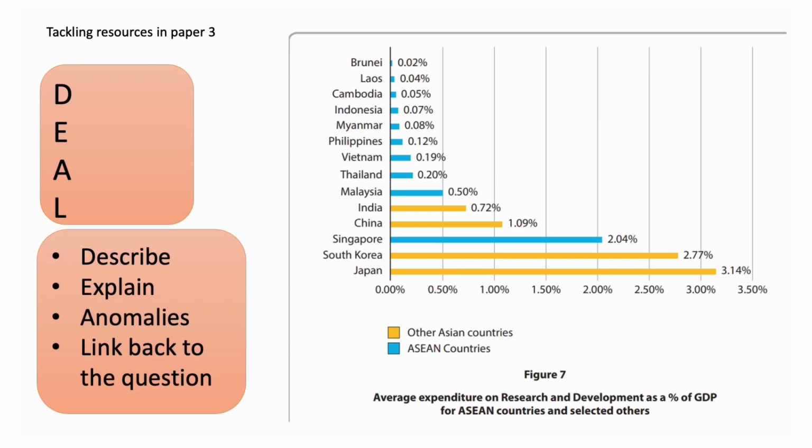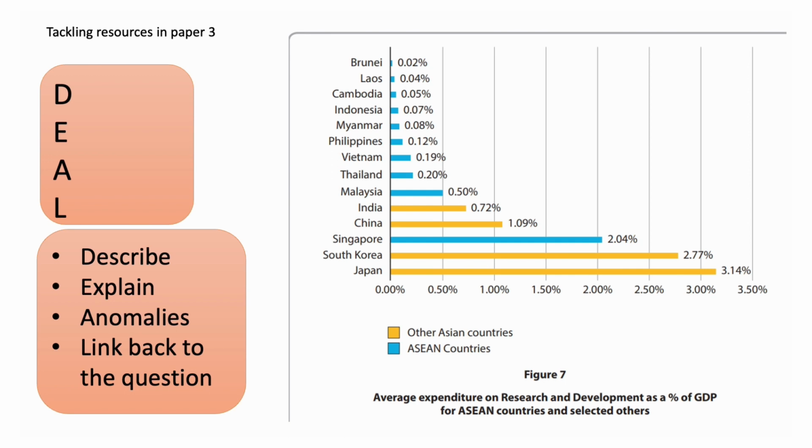Hi, here are a few different techniques that we've been using in geography to help improve the confidence of students and therefore hopefully their results. One way is using the acronym of DEAL to help them decipher some of the complex graphs and charts that are used throughout the papers, particularly in paper 3.